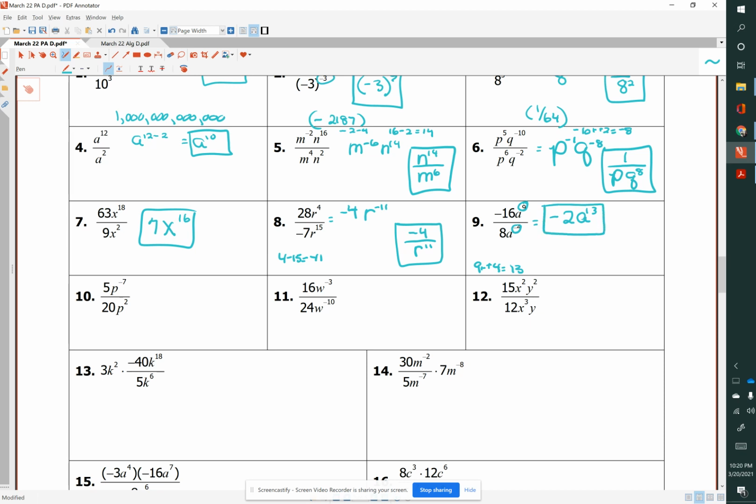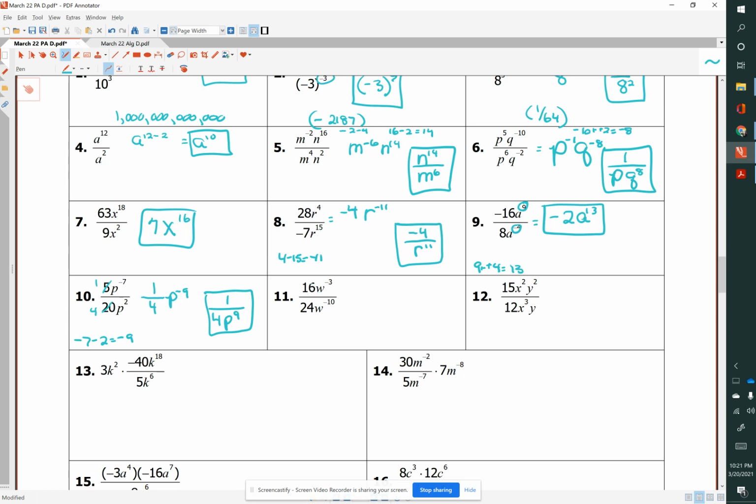Number 10, we evaluate 5 over 20. So 5 divided by 5 is 1. 20 divided by 5 is 4, because 5 is a factor of both 5 and 20. So that's 1/4 p, and we've got negative 7 minus 2, which equals negative 9. So we're going to go ahead and rewrite that with a numerator of 1 and a denominator of 4p to the 9th power, positive. And that's our final answer.